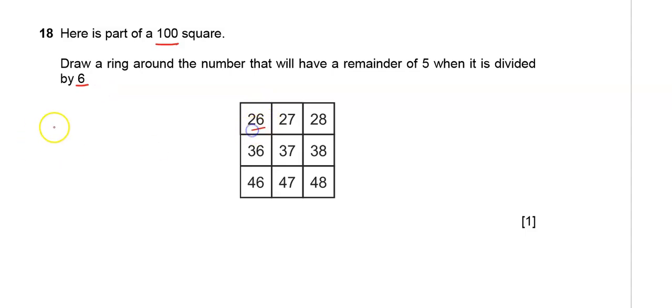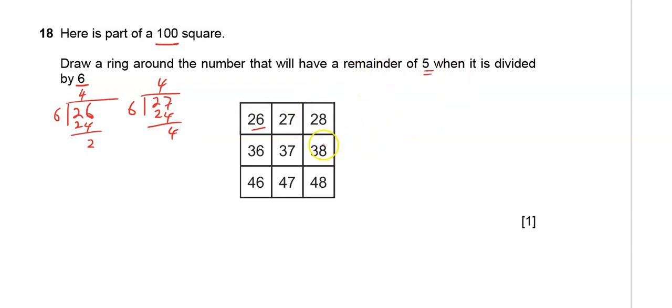So let's start with 26. We have 26 divided by 6. 4 sixes are 24, so the remainder is 2. So that is not 26. What about 27? Of course, the remainder will be 3. We want the remainder to be 5.